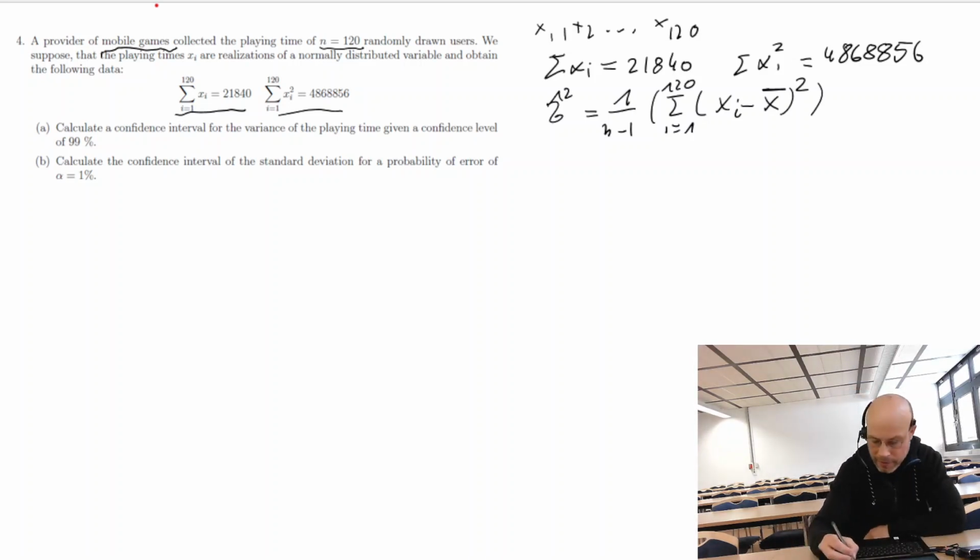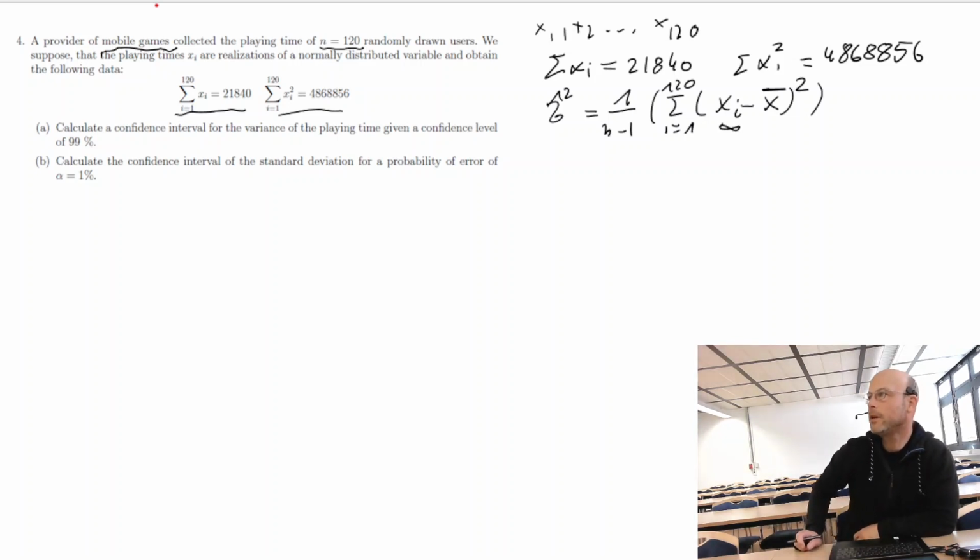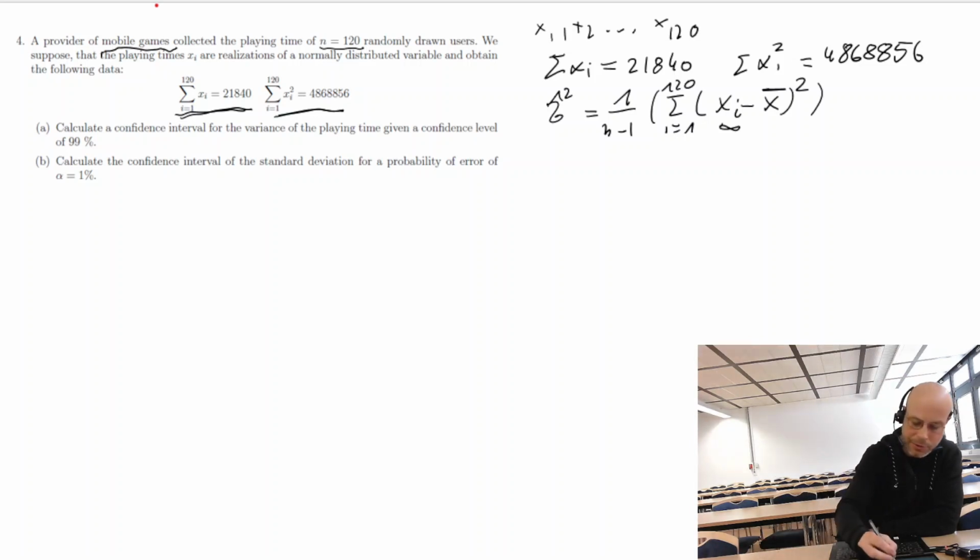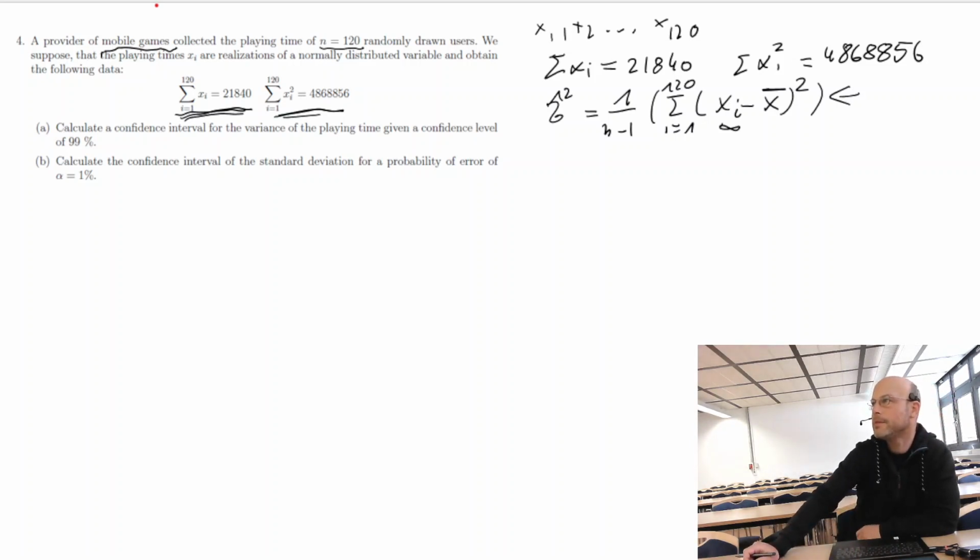Since we do not have the single values of xi, we cannot directly put in the data, summing up the deviations, squaring, dividing by n minus 1. We have only the aggregated data. And how do we come from these two aggregated numbers to this unbiased estimator? Just a question.